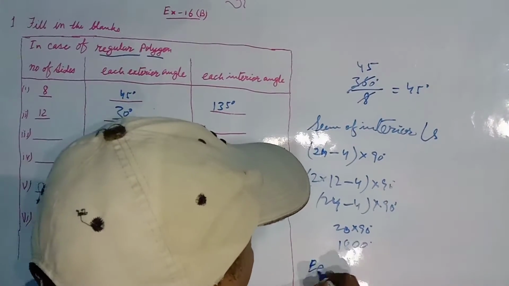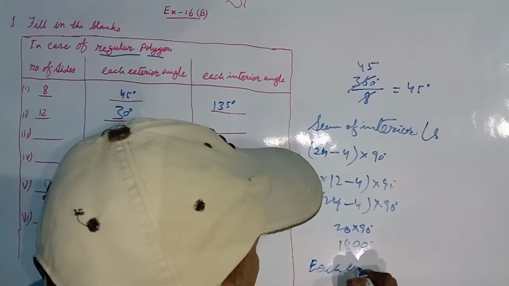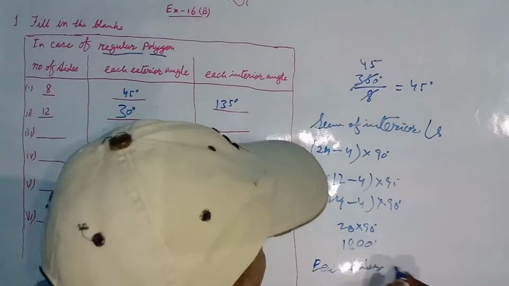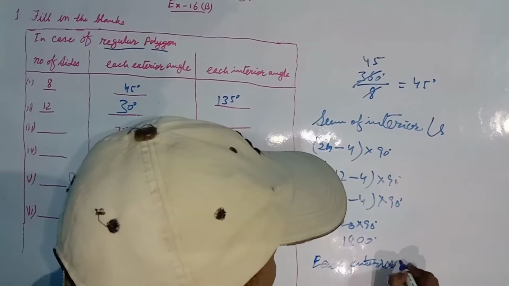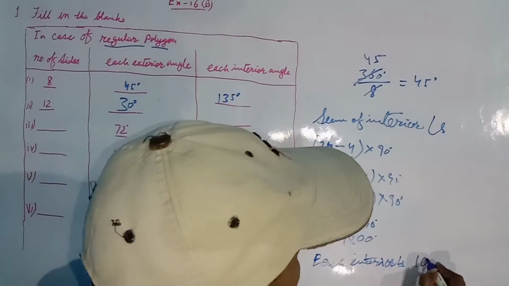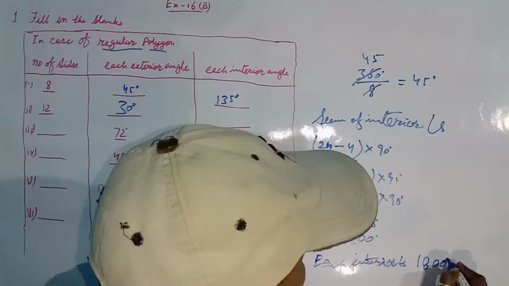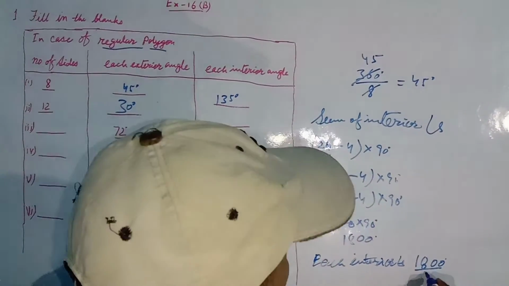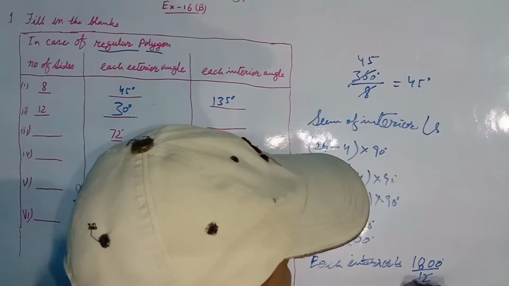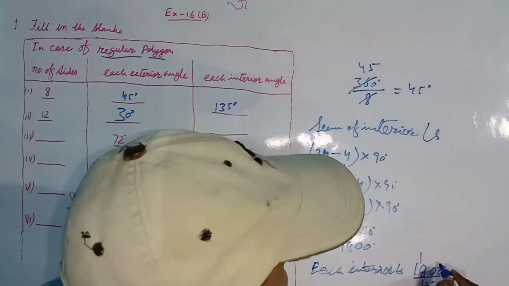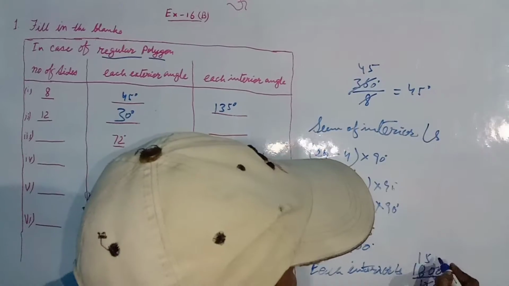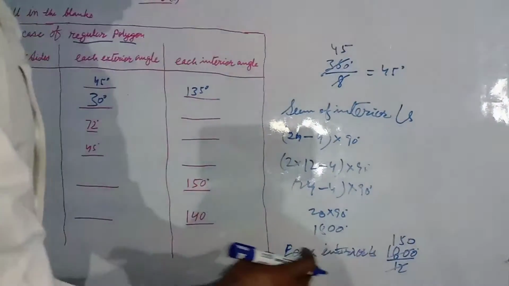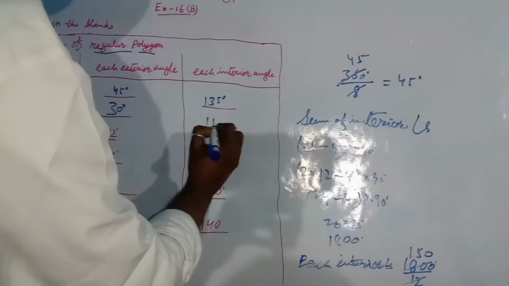Now we have to find each interior angle. We will divide 1800 by the number of sides, 12. 12 ones are 12, 12 fives are 60, and then 0. Now we get 150 degrees.